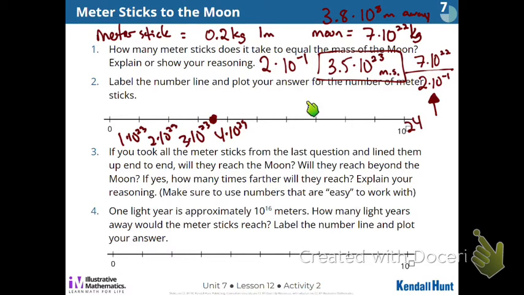So next, pretty easy to tell. I told you that the moon is 3.8 times 10 to the 8th away. Will this get there? What's the quick, easy way to tell that it's going to get there? Does a 3.5 tell us at all? No, but look at these factors of 10. 23 factors of 10 here? 22 and 8 here.